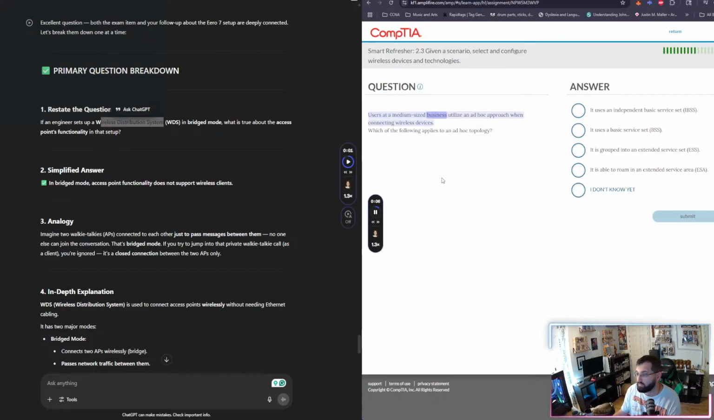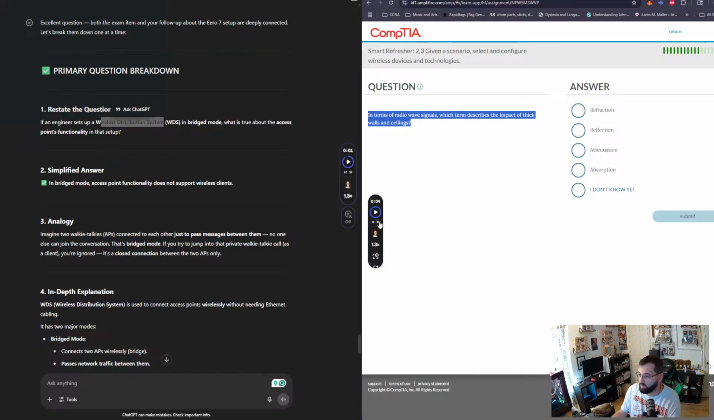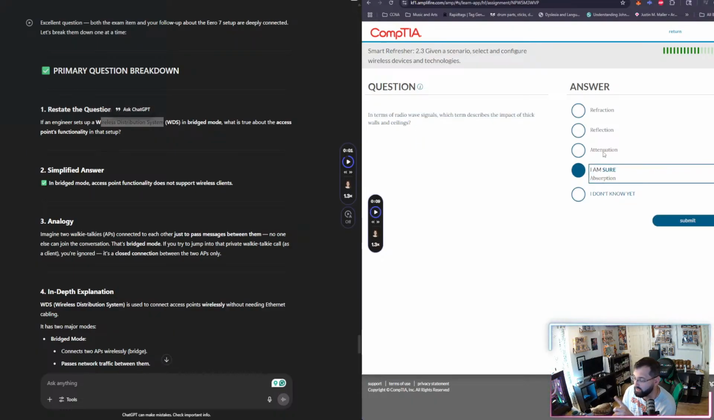Users at a medium-sized business utilize an ad hoc approach when connecting wireless devices. Which of the following applies to an ad hoc topology? We're cooking now, boys. In terms of radio wave signals, which term describes the impact of thick walls and ceilings? Absorption, and then attenuation is the leftover signal. That's what we calculate, the degradation of the signal after it's been absorbed or been disrupted or lost.